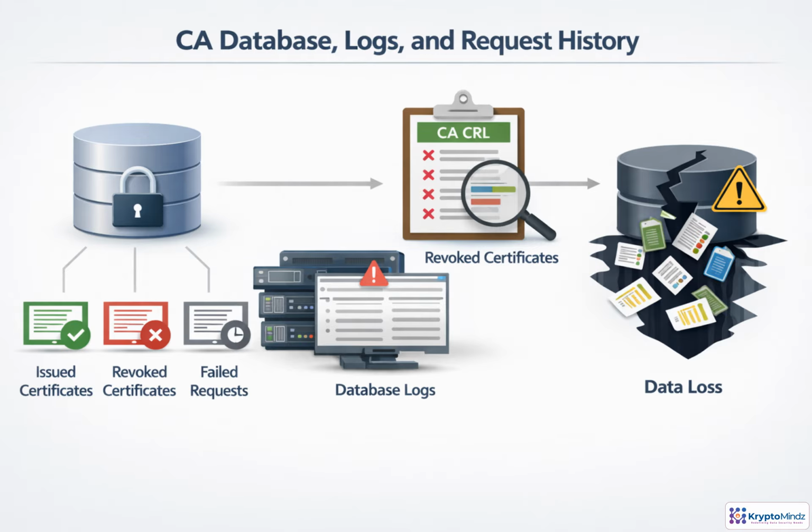The CA database is the system's memory. It records every certificate issued, every request that failed, and every request still waiting. Most importantly, it tracks which certificates were revoked so your CRLs stay accurate and clients can trust revocation checks. Database logs add another layer, capturing detailed changes so you can recover cleanly after failures. If this database is lost or corrupted, you lose reliable history, and revocation management quickly turns into risky guesswork.